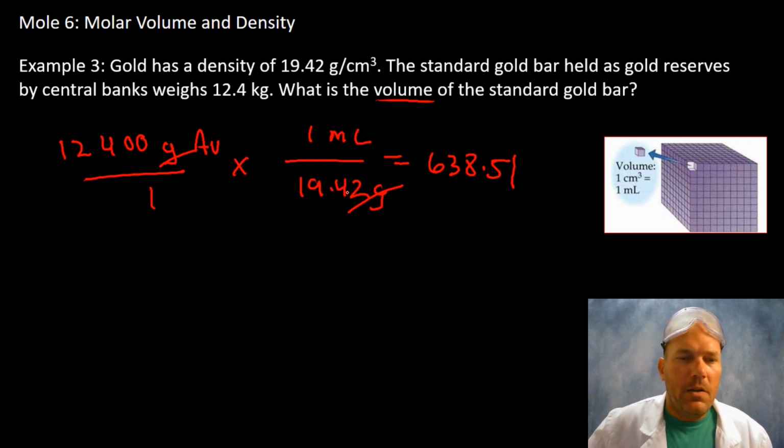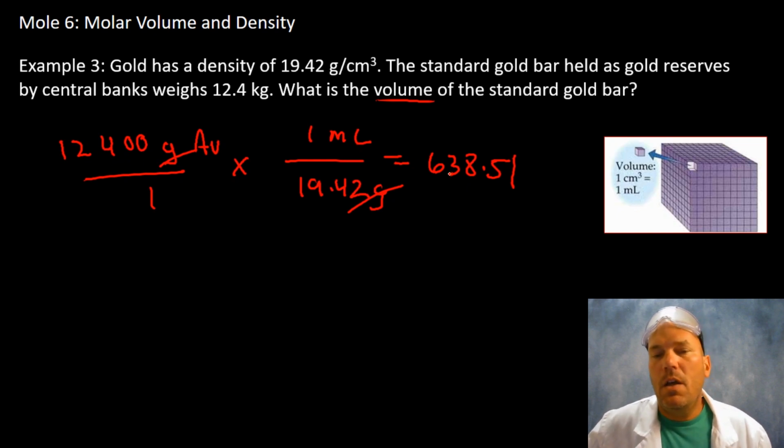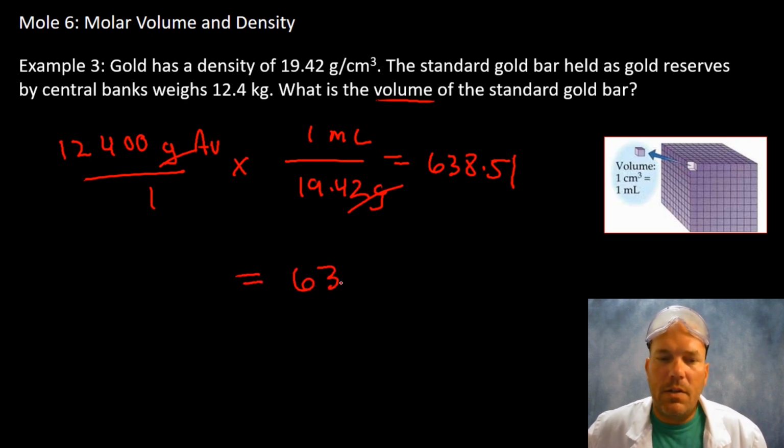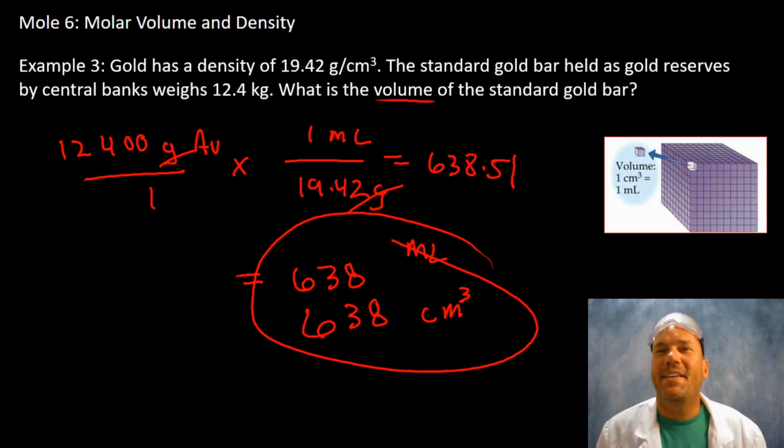And so the volume is going to be 638.51. However, we need to have 3 sig figs here. In order to get our 3 sig figs, 1, 2, 3 sig figs in this number, there's that 5 again, and it's an even 8. So my final answer is going to be 638 milliliters, or 638 cubic centimeters if you wanted to put that. Either one of those would be acceptable here.